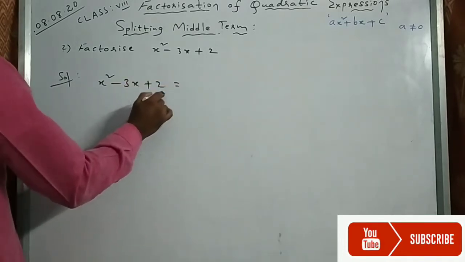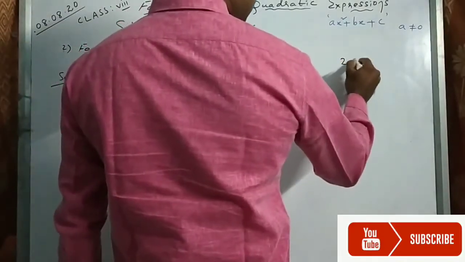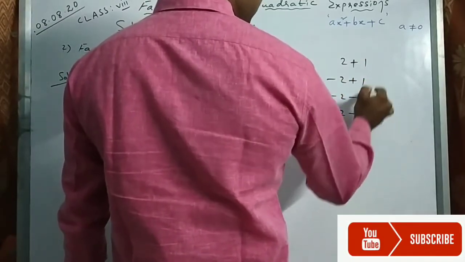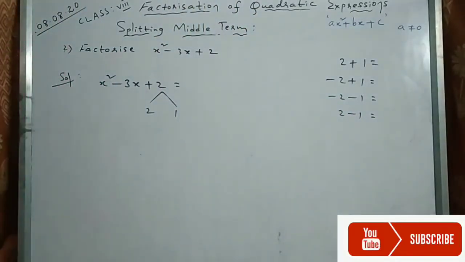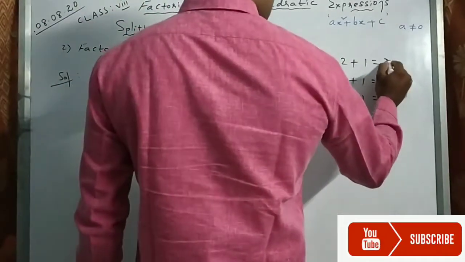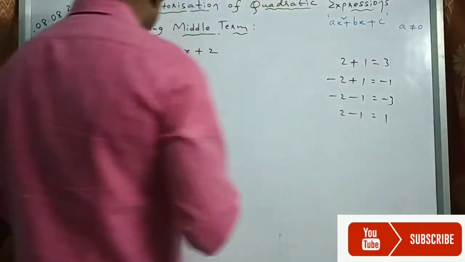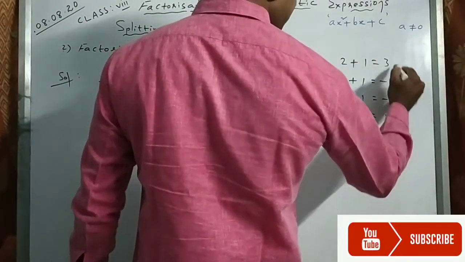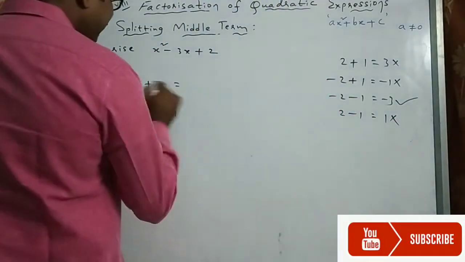Now again, what are the factors of 2 here? 2 ones are 2. Again I am taking the same. So what are the possibilities? 2 plus 1, minus 2 plus 1, minus 2 minus 1, 2 minus 1, right? Every time we have 4 possibilities. Remember that concept. Now, what is 2 plus 1? 3. Minus 2 plus 1, minus 2 minus 1, 1. So, now, what do you want here? Minus 3x, right? Middle term is what here? Minus 3x. So, where is minus 3? Here. So, the rest 3 are wrong, right? So, how do we write now minus 3?